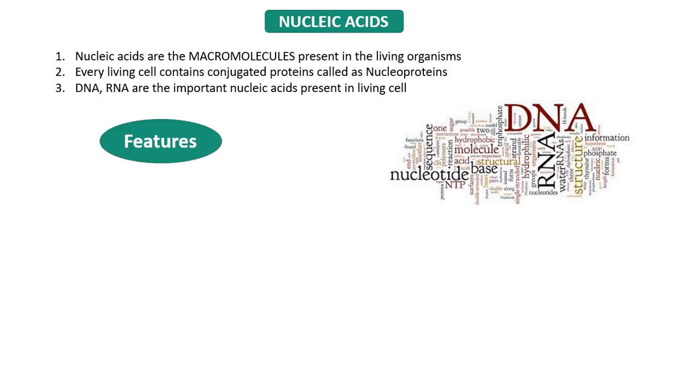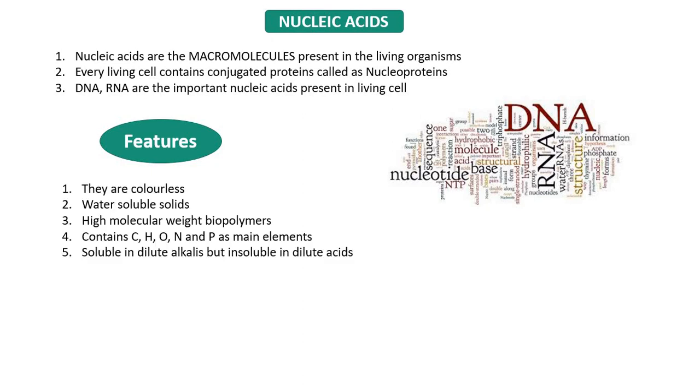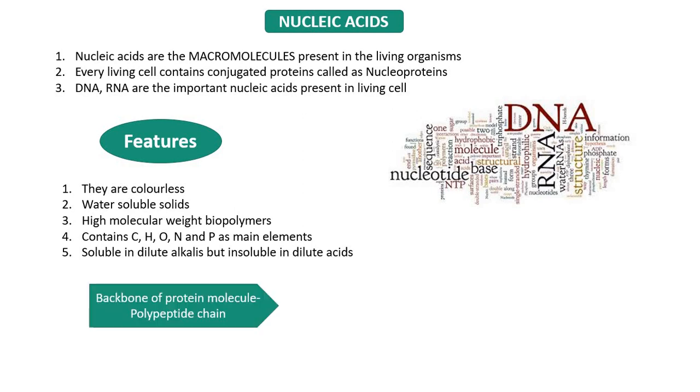Now what are the features of these nucleic acids? They are colorless, water soluble solids. They have high molecular weight because these are macromolecules. Also we can call them biopolymers. Mainly they contain carbon, hydrogen, oxygen, nitrogen and phosphorus as the main elements. And they are soluble in dilute alkalis, but they are insoluble in dilute acid.